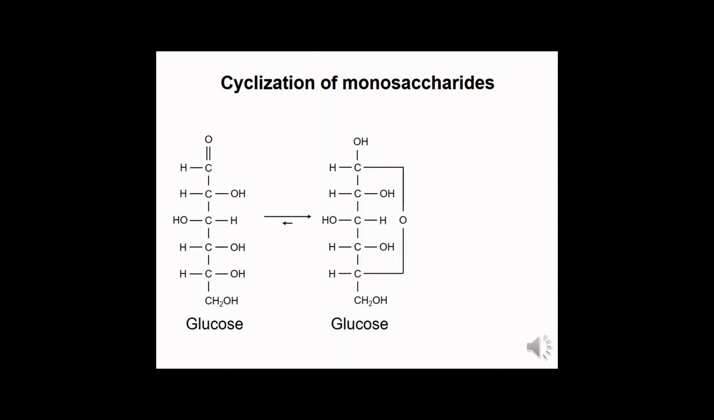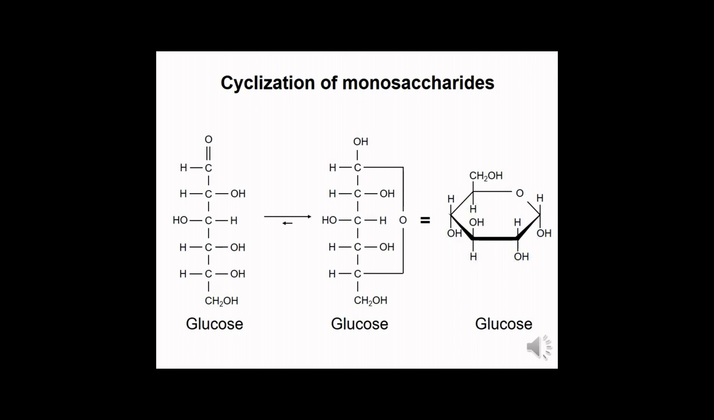The resulting ring structure is awkward to represent as a Fischer projection, so W. Norman Haworth developed the Haworth projection for cyclic monosaccharide structures. The ring structure is represented as a flat six-sided shape, viewed in perspective, with the lower horizontal bond close to you and the upper horizontal bond further away. The chemical groups at each carbon are shown as either above the plane of the ring or below the plane of the ring.